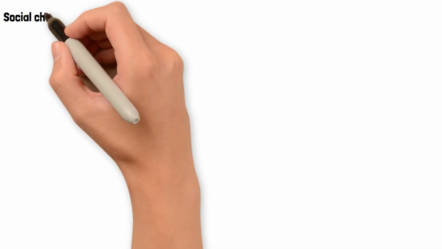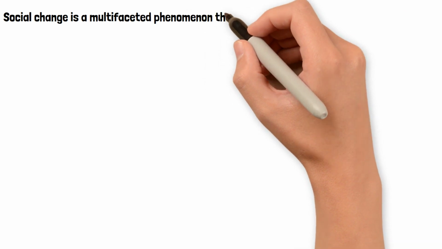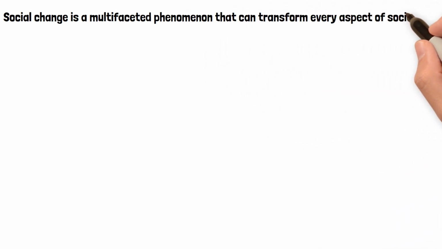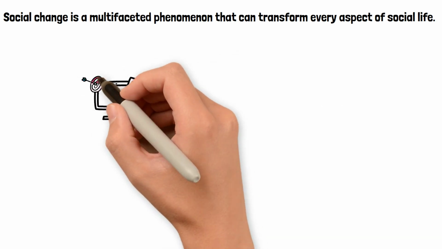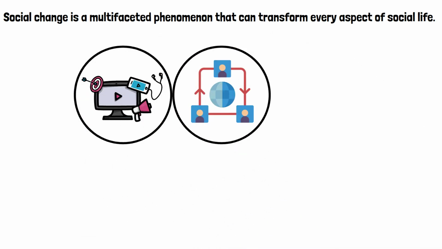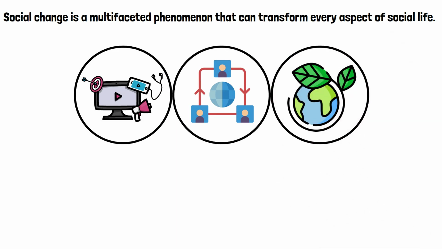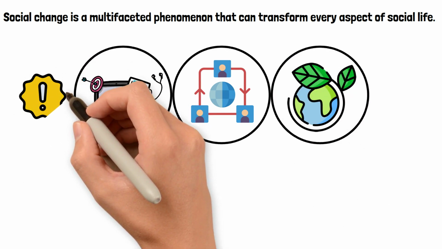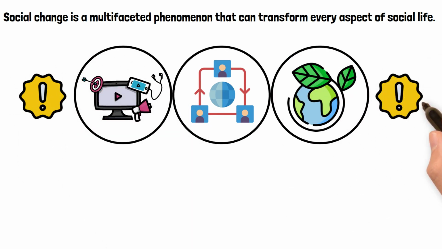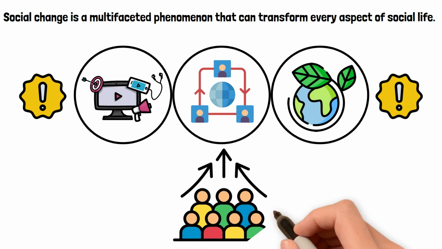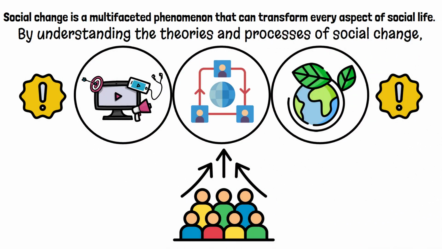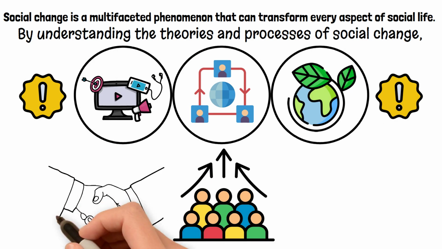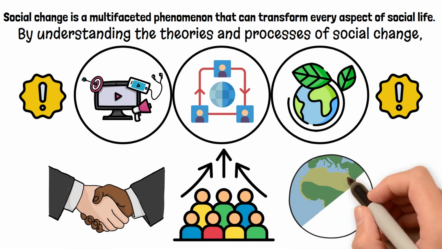Social change is a multifaceted phenomenon that can transform every aspect of social life. It is driven by a variety of forces, including technology, social movements, and environmental concerns. As we navigate these changes, it is crucial to address the implications they have for all members of society, particularly those who are most vulnerable. By understanding the theories and processes of social change, we can better prepare for the future and work towards a more equitable and sustainable world.